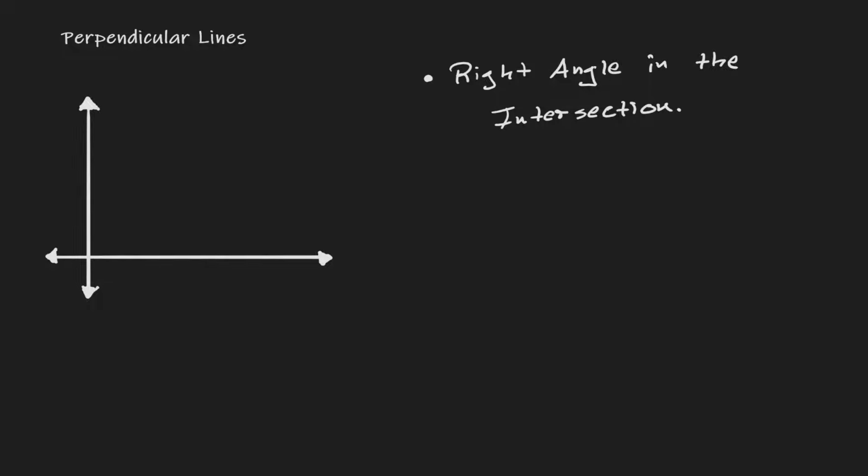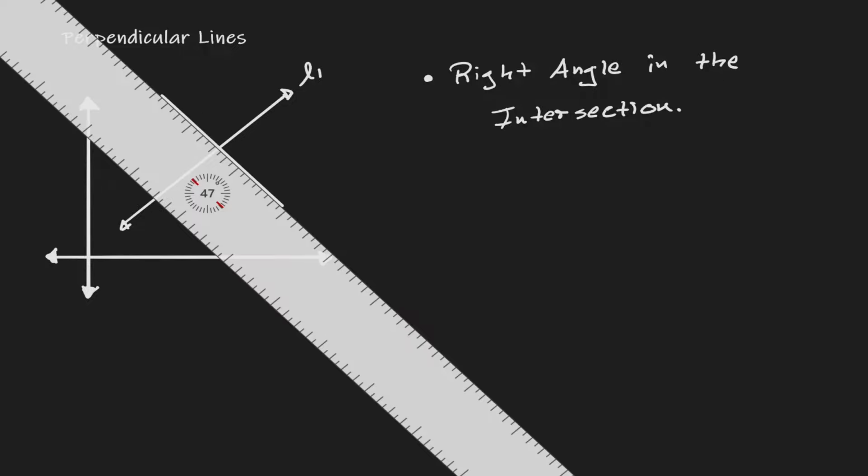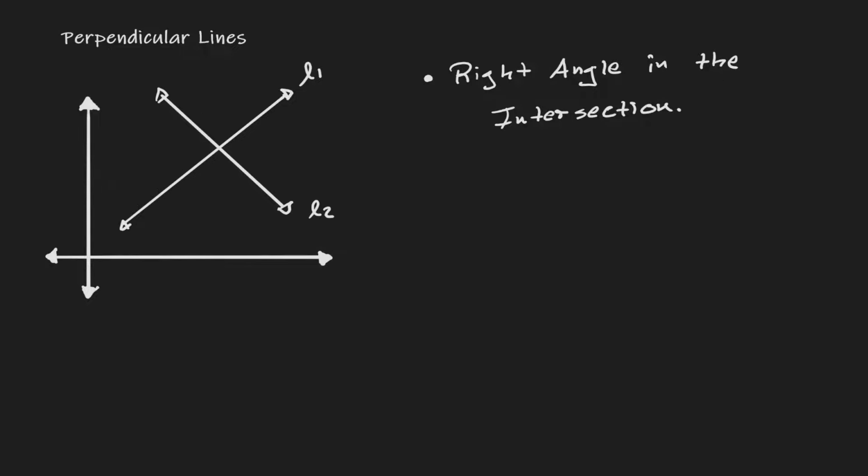So let's visualize that. Here we have our first line. Let's call it L1. And here we have our second line. Let's call it L2. If they form 90 degrees at the intersection, then we can call those lines perpendicular lines. Now, why do they create a 90 degree angle? Because L1 and L2 have negative reciprocal slopes.